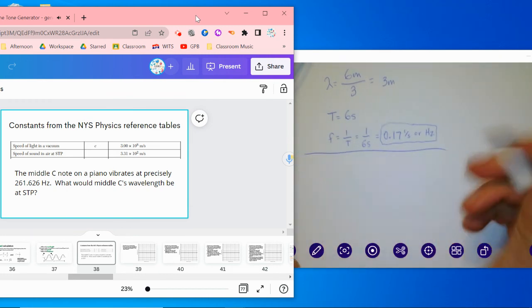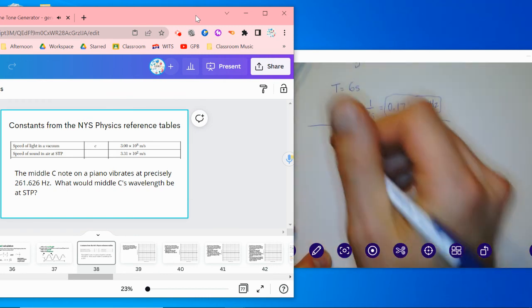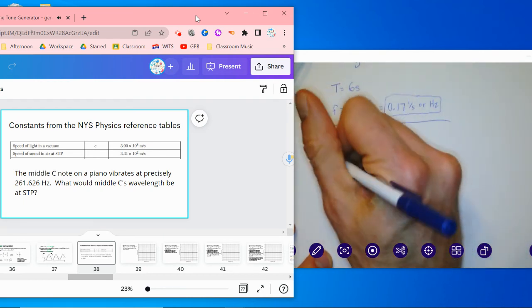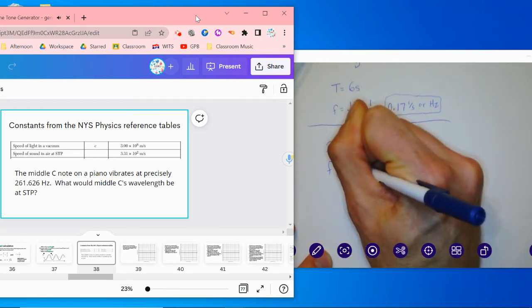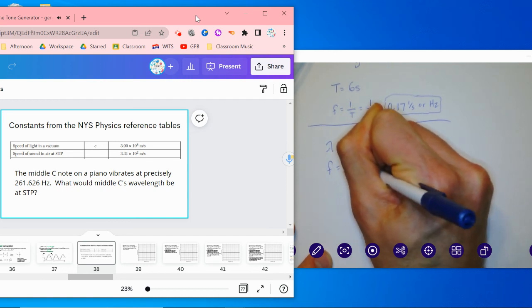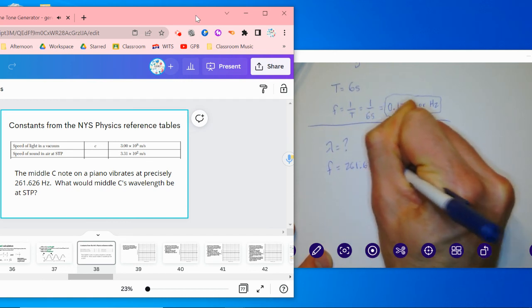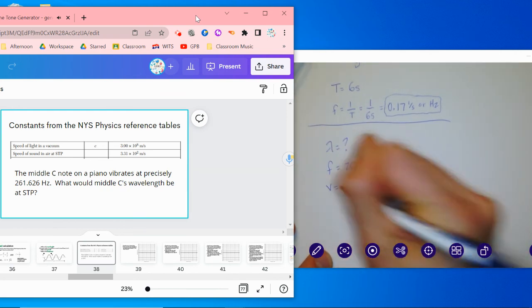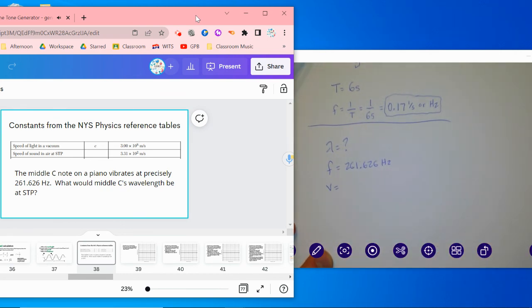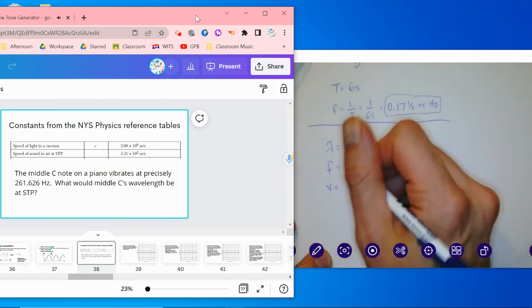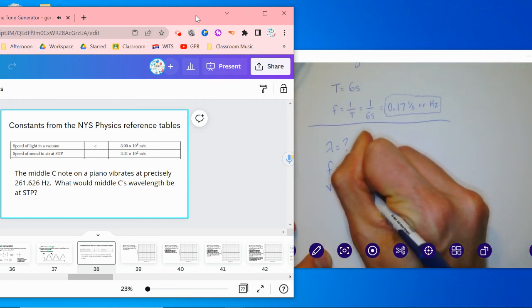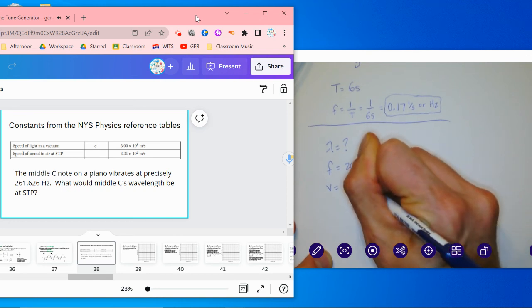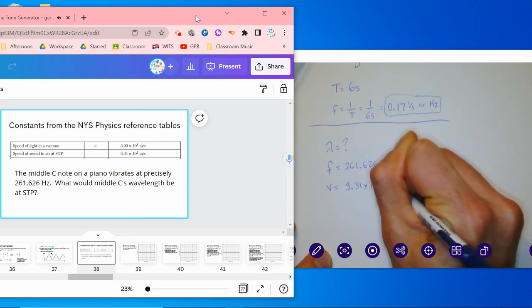That is 261.626. And we'll use our drawing pad to figure out what the wavelength of middle C would be in our room where the piano is being played. So what are we dealing with here? Wavelength is what I want. What is the wavelength of middle C? I have the frequency of middle C, 261.626. And I know the speed is not given to me in the problem, but I can look it up on the reference table. It is 331 meters per second.